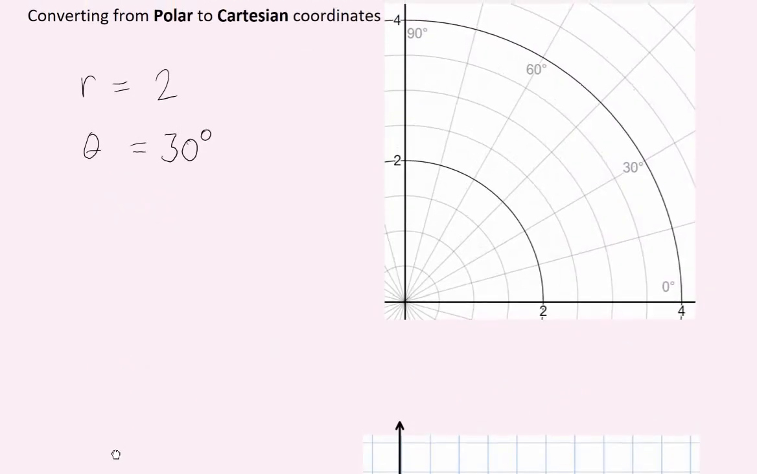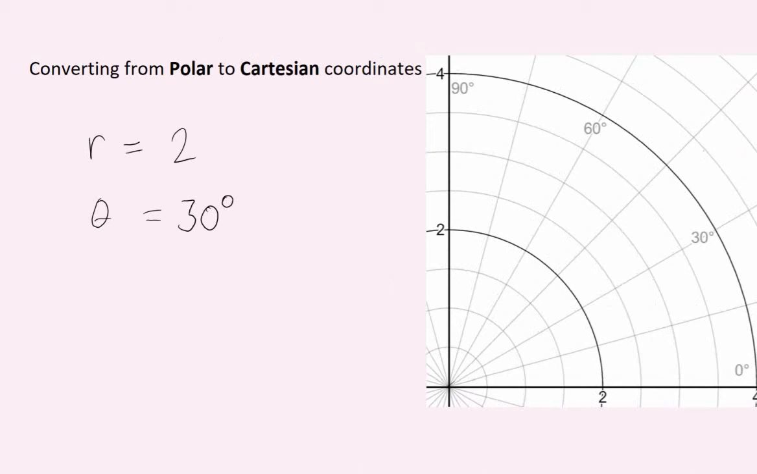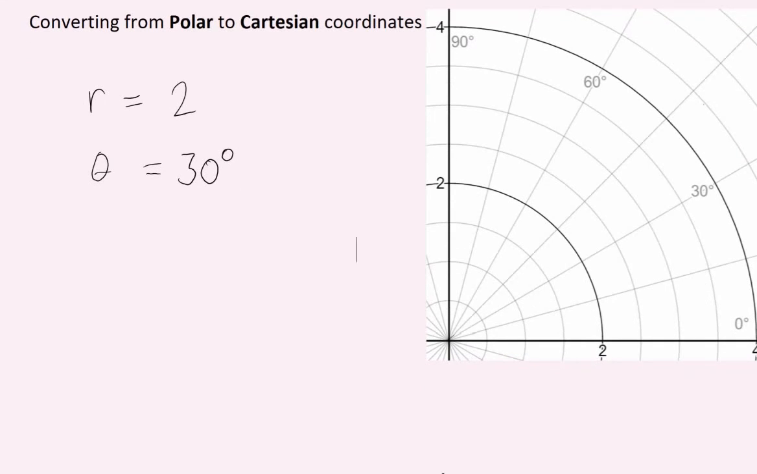Slightly more useful is doing the exact same thing the other way around. So I want to convert from polar to Cartesian. I've got this polar coordinate, which says my radius is 2 and my angle is 30 degrees. So that's going to be that point here, on the line of radius 2, and I'm 30 degrees up. I'm going to do the exact same thing as before. I'm going to draw a nice looking triangle and fill in what I know. Radius is 2, I've got a right angle here, and this angle here is 30 degrees.